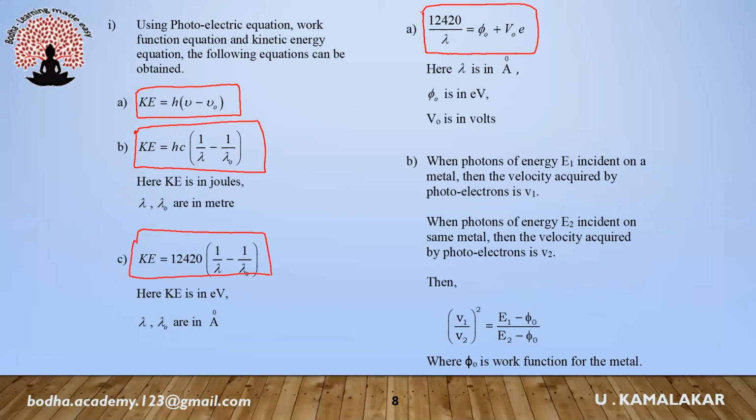Next point. When photons of energy E1 are incident on a metal plate, then velocity acquired by the photoelectrons is V1. When photons of energy E2 are incident on the same metal, then velocity acquired by photoelectrons is V2. In such case, (V1 by V2) whole square is equal to (E1 minus phi naught) by (E2 minus phi naught), where phi naught is work function of the metal.